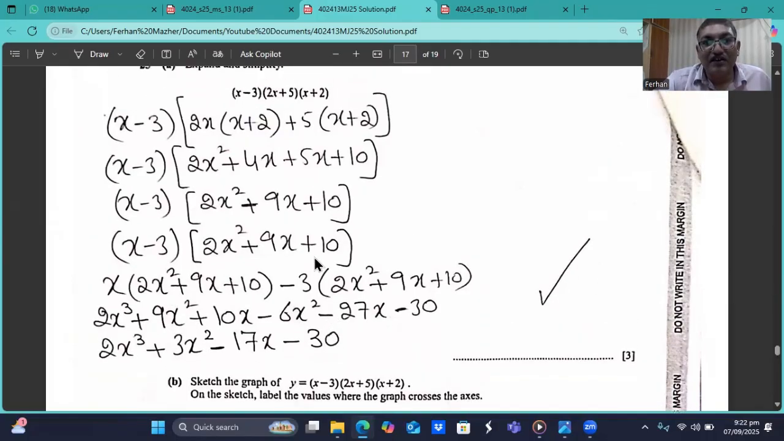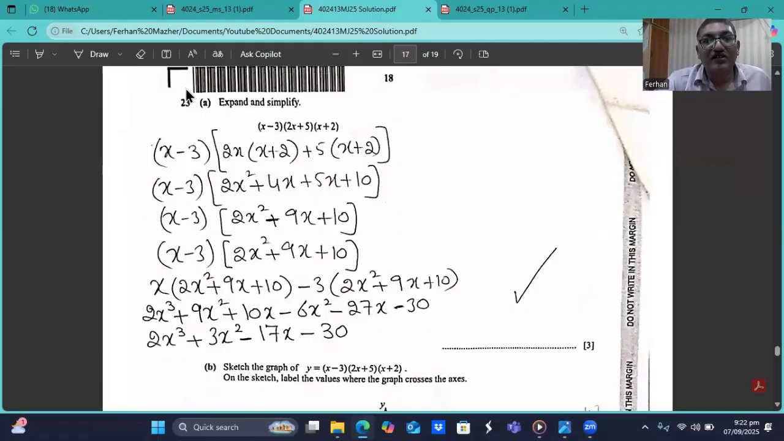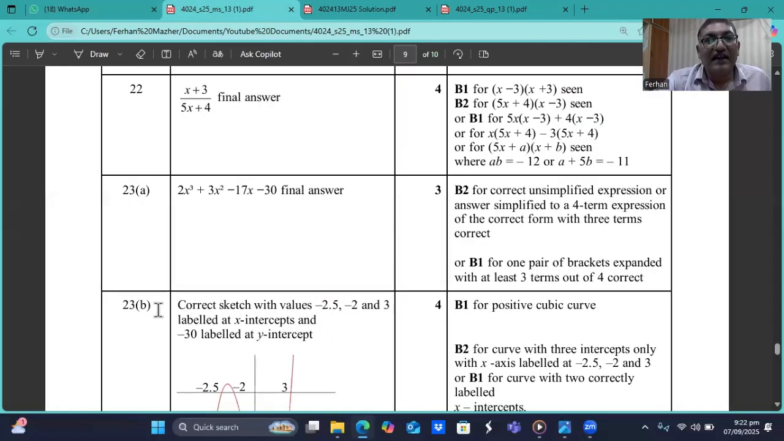Okay. So this is how this is done. It's a 3 mark question. And this is question number 23. So this is how this is done.